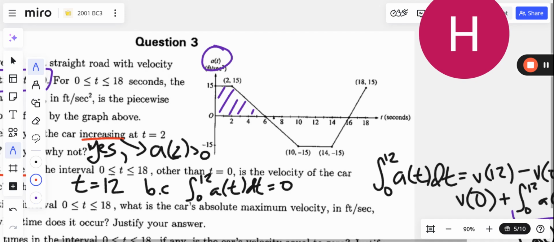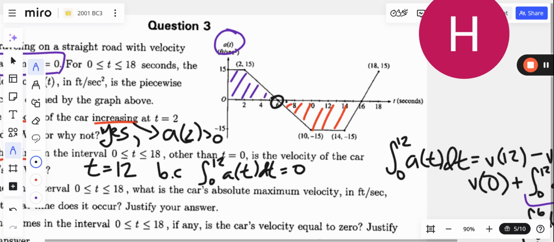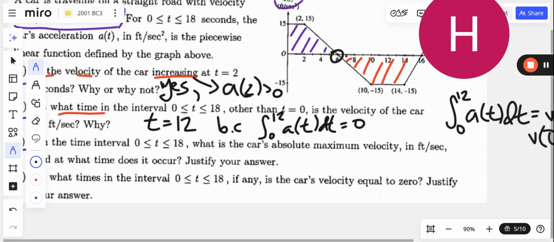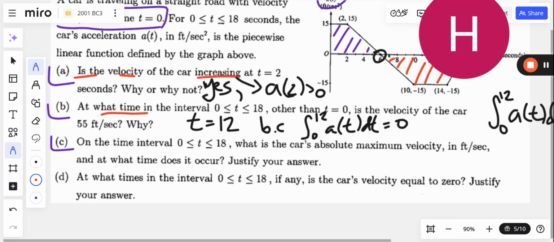And then at some point, we stop adding to it and we start subtracting quite a lot. So the maximum is going to be at this spot here. Now, what is the maximum velocity? That we have to find by using the integral, because it asks what is the maximum velocity and at what time does it occur.